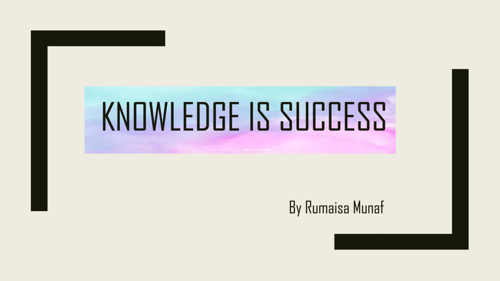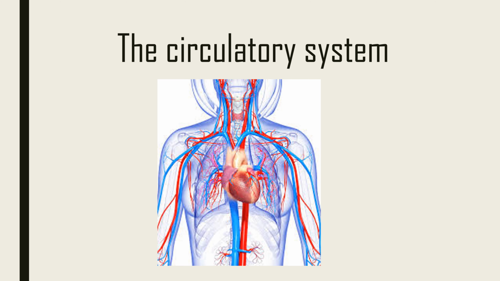The circulatory system consists of the heart, the blood, and the blood vessels.